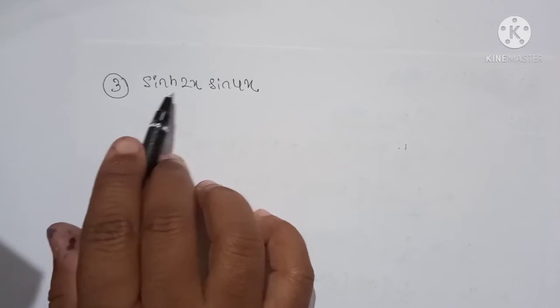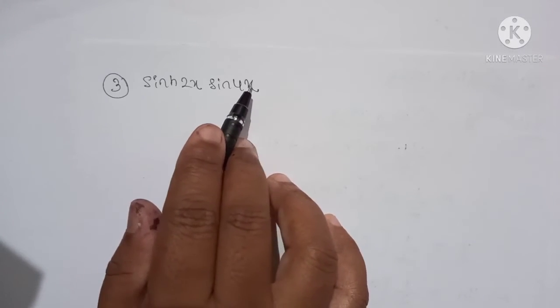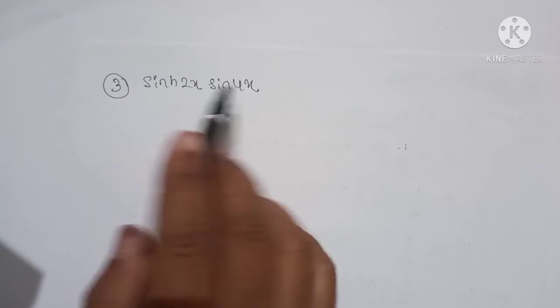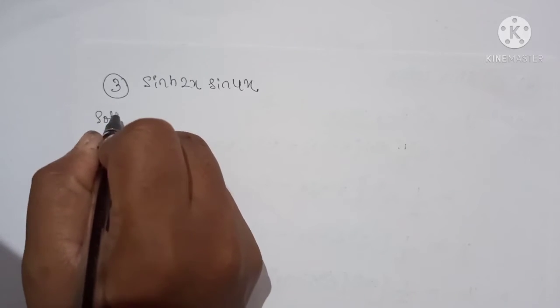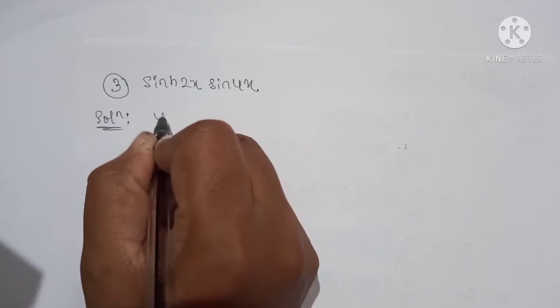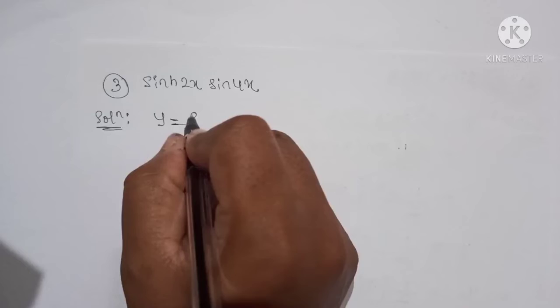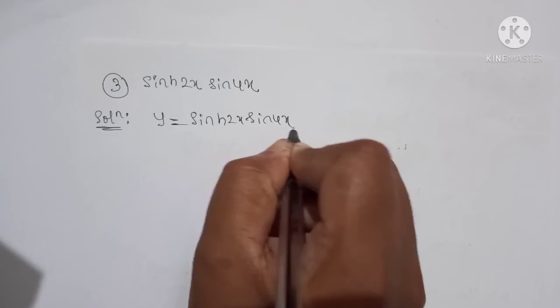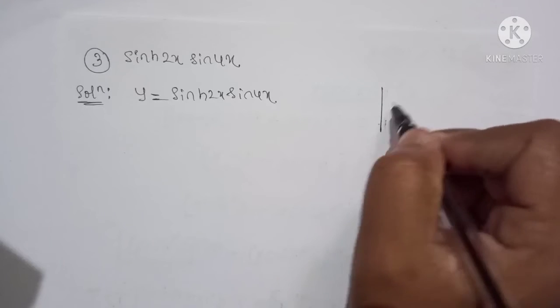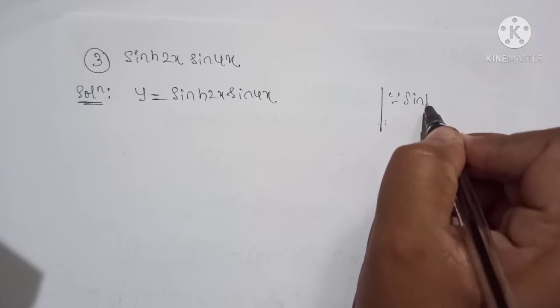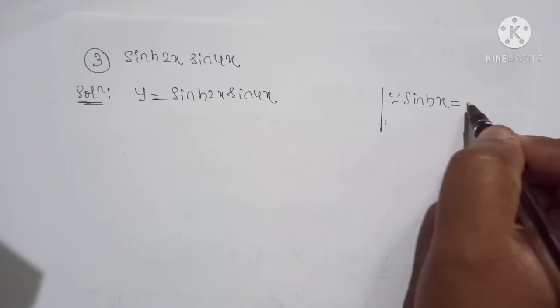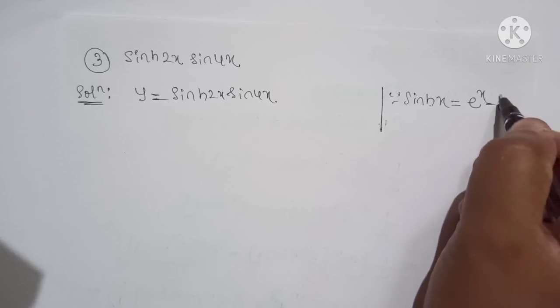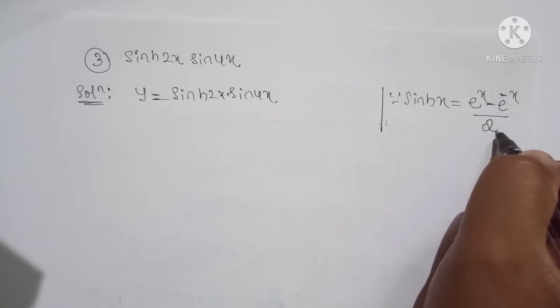Sinh 2x into sin 4x. So here we have a hyperbolic function, so we use the hyperbolic function formula. First let us consider the given function y equals sinh 2x sin 4x. We know that for the hyperbolic function, sinh x is equal to e raised to x minus e raised to minus x, divided by 2.